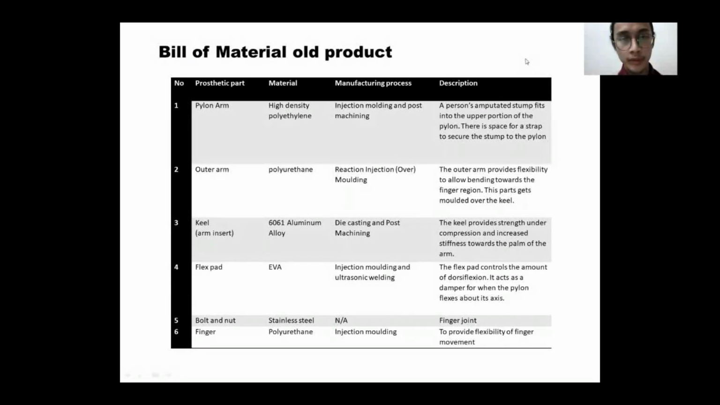I will continue the methodology part of the presentation, which is the bill of material of the old product, the prosthetic arm made by conventional processes. For the parts of the pylon arm, outer arm, keel, flex pad, bolt and nut, the commonly used materials are high density polyethylene, polyurethane, aluminum alloy, and also stainless steel. The manufacturing processes involved are injection molding, post-processing, post-machining, die casting, and also ultrasonic welding in making the old product of the prosthetic arm.